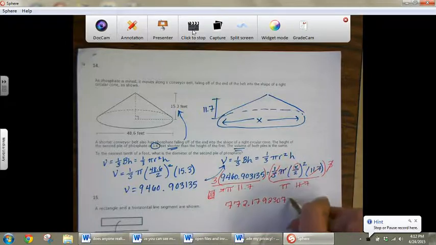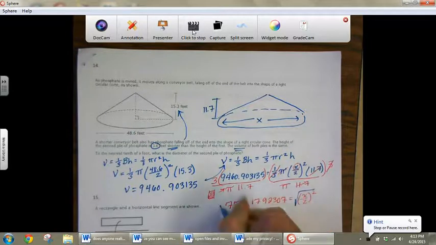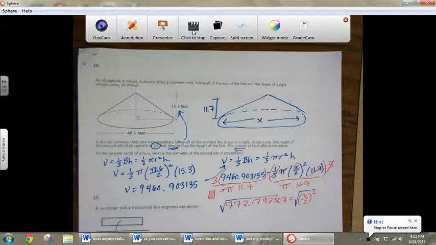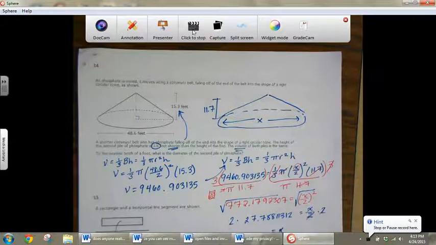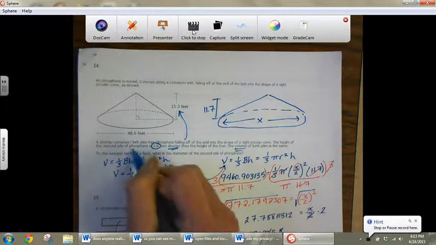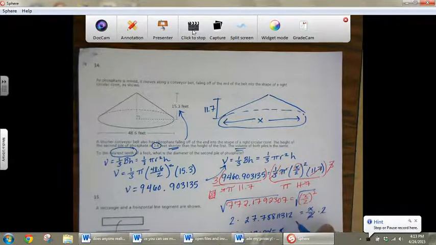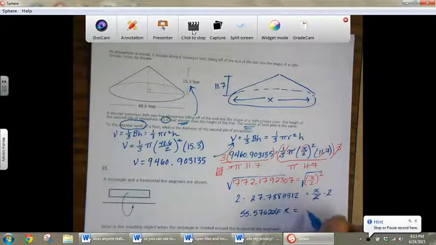All right, and that's going to be equal to x over 2 squared. Go ahead and isolate x further by square rooting. So I get 27.7881131 is x over 2, and then multiply both sides by 2 to get that x is equal to 55.576226, and they said they wanted me to round it to the nearest tenth. So that's going to be equivalent to 55.6 feet.